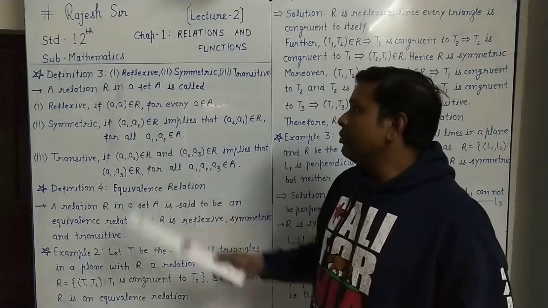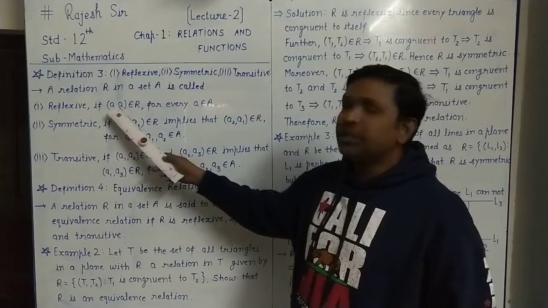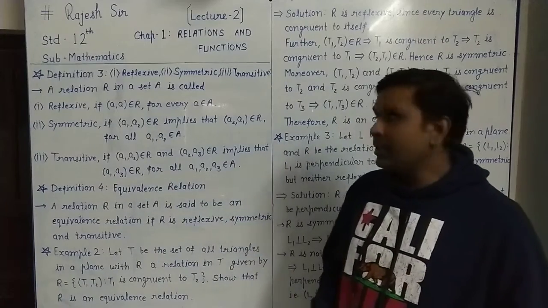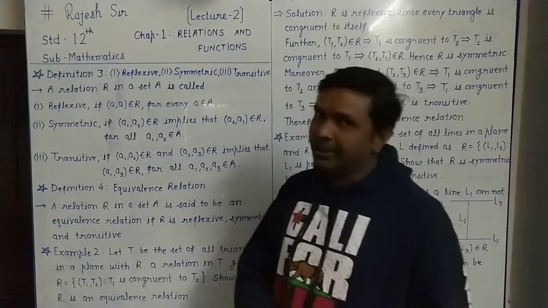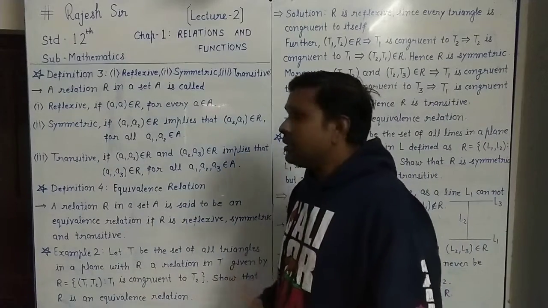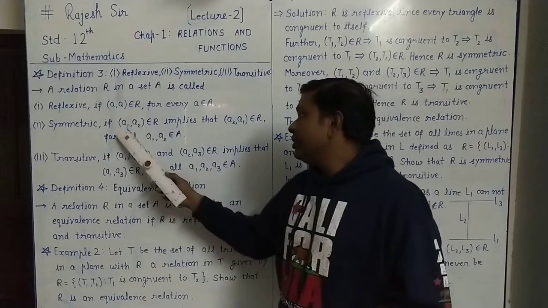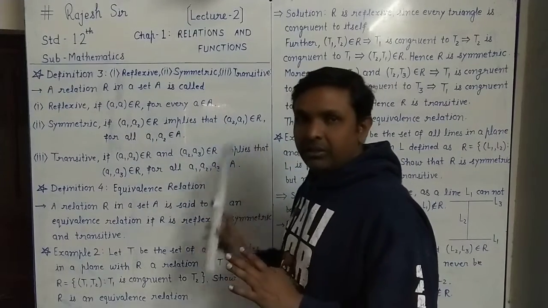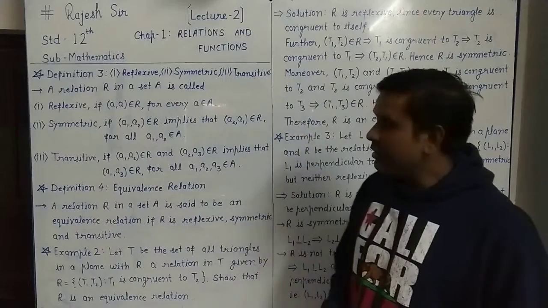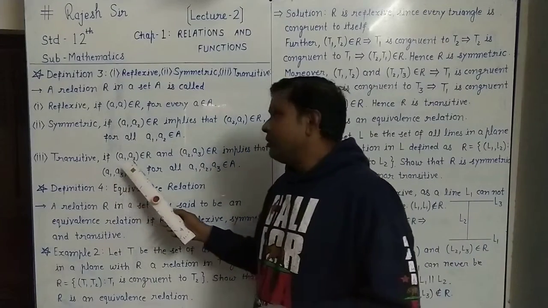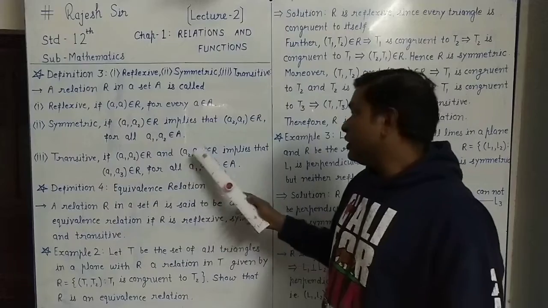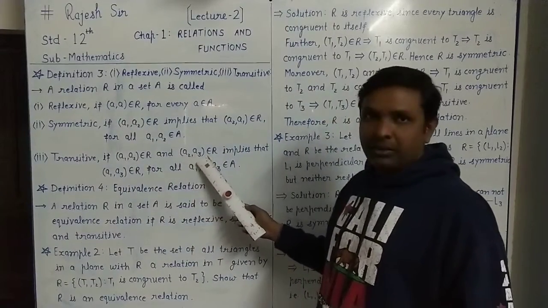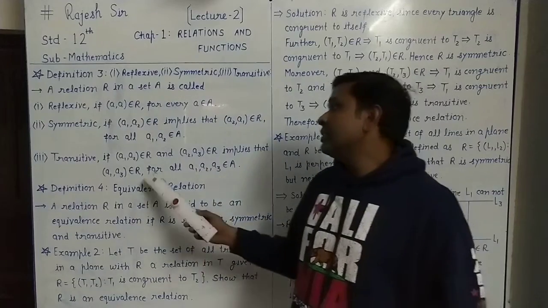So this way, for being reflexive, (a, a) belongs to R, that means the same thing should be related to itself. In symmetric, if a1 is related to a2, then a2 is related to a1, and the relation is symmetric. In transitive, if a1 is related to a2 and a2 is related to a3, and that implies a1 is related to a3, then this relation is called transitive.